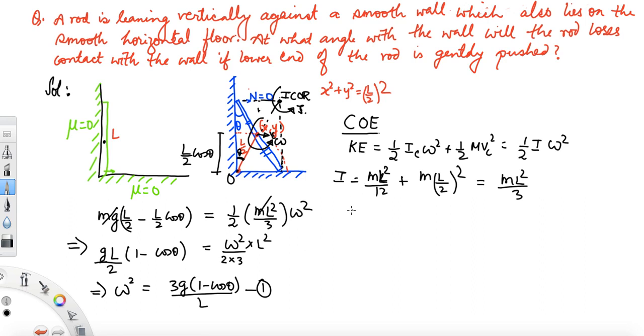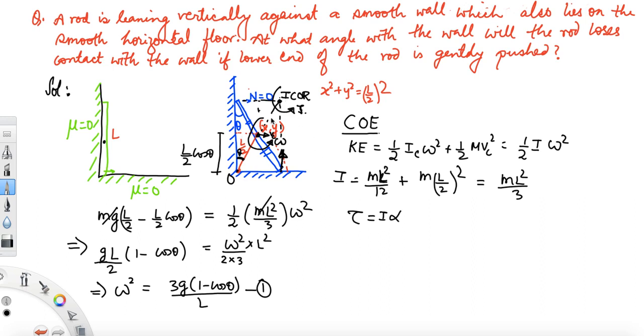Now another equation we want to find is torque is equal to I alpha. What is tau is equal to I alpha? You have to take torque about the instantaneous center of rotation, not about the center of mass. You can take net torque about the center of mass, but of course the normal reaction force is going to come, so again, some tedious job will be there. So I'm going to consider net torque about ICOR.